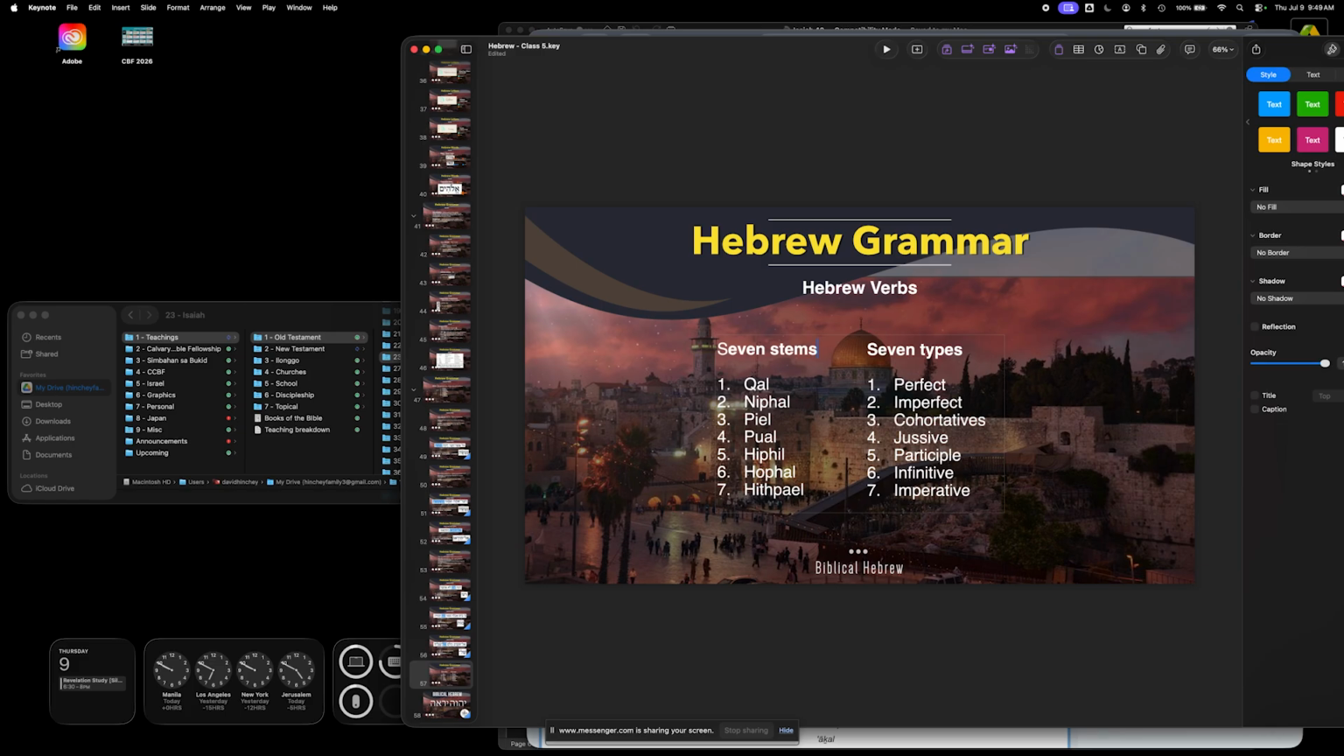You then have your 7 types. What are your 7 types? Perfect, complete. Imperfect, incomplete. Cohortative is going to be emphatic. Jussive, permissive. You have your participle, which is ongoing or continuous. Often translated as either a noun or an adjective because it's defining what we're always doing. It's who we always are.